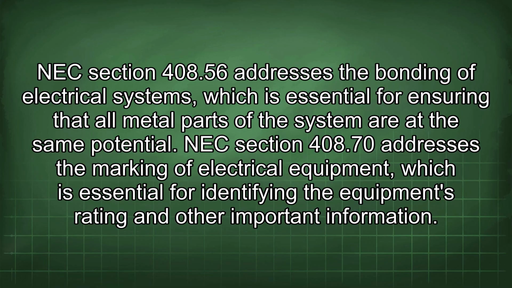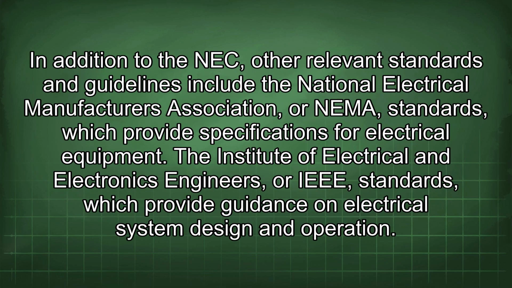NEC Section 408.70 addresses the marking of electrical equipment, which is essential for identifying the equipment's rating and other important information. In addition to the NEC, other relevant standards and guidelines include the National Electrical Manufacturers Association, or NEMA, standards, which provide specifications for electrical equipment.